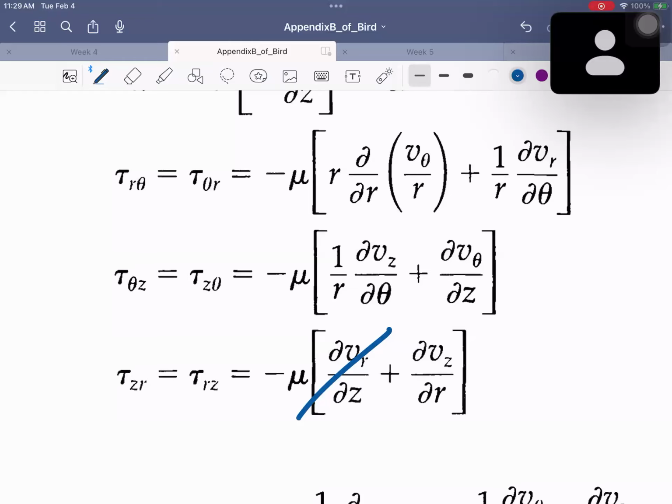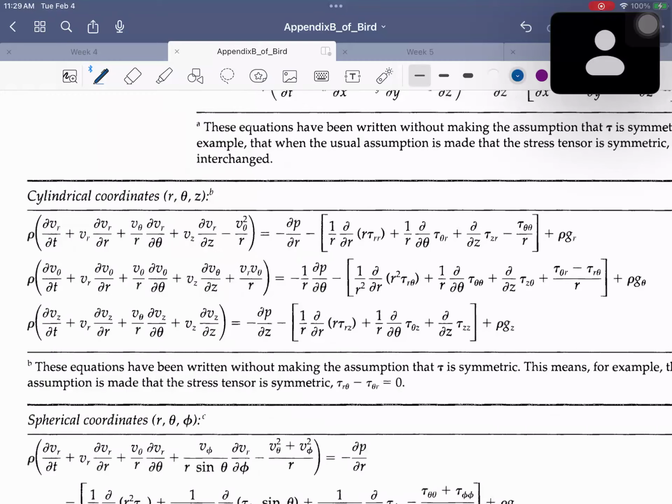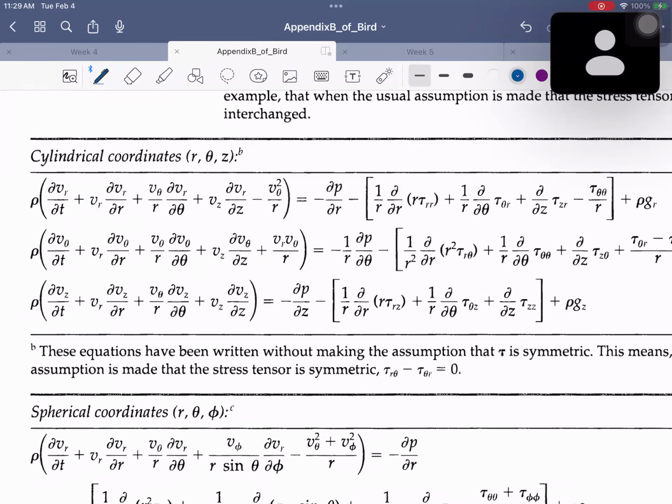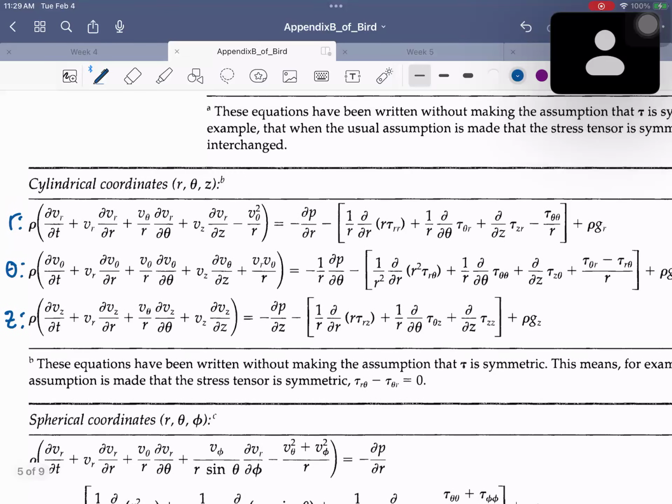All right, let's take a look at equation B5 again. I'm going to neglect the R direction and theta direction, because we don't have VR or V theta in this problem. This is the R direction, theta direction, and this is the Z direction. So let's focus on the last equation right here. Do we have dVz by dt? No, because it's steady state. For this one, VR is 0 and V theta is 0. What about this term? Do we have this term?